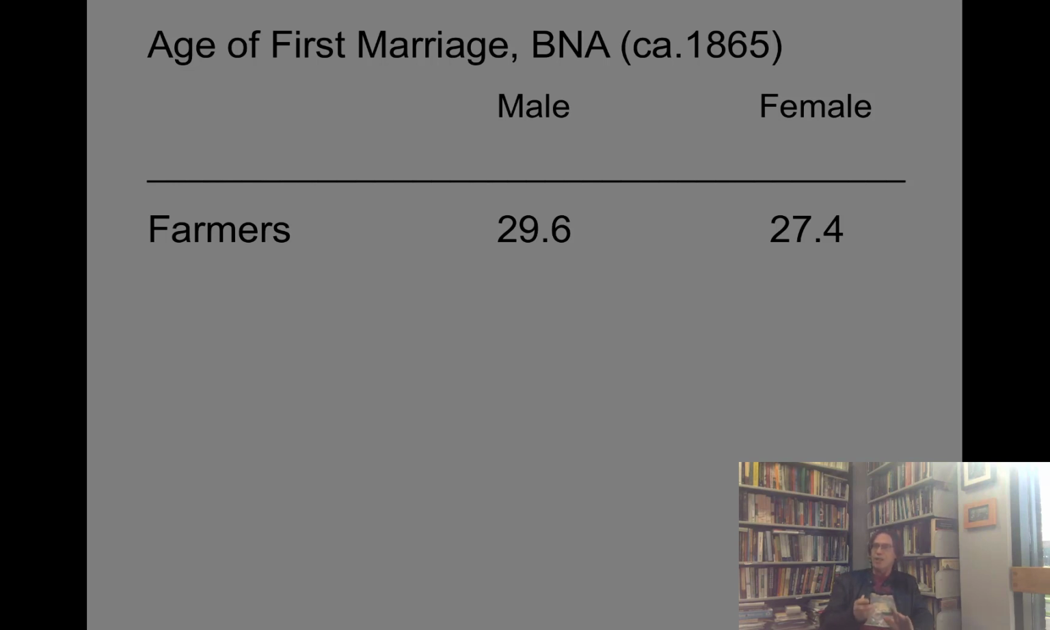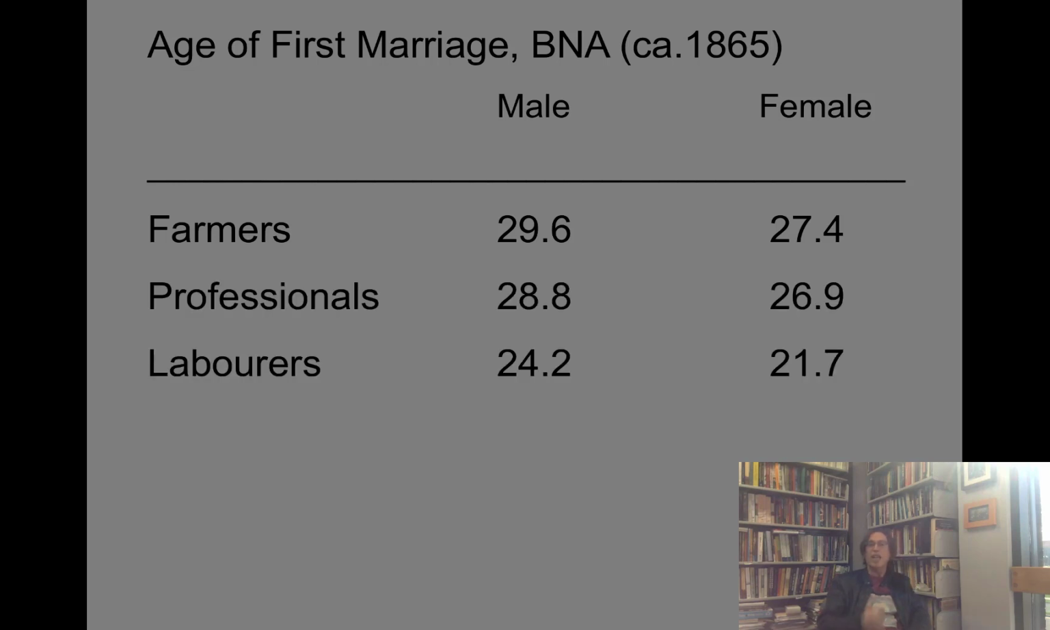You can see this as a dramatic indication of changing class positions in the countryside. If we look at other social groups, look at professionals. Professionals are people like lawyers, doctors, and so on. They're very similar in terms of the age of first marriage as the farmers. But look at ordinary laborers: much lower ages of first marriage, and that's a clear indication that property concerns aren't as much.